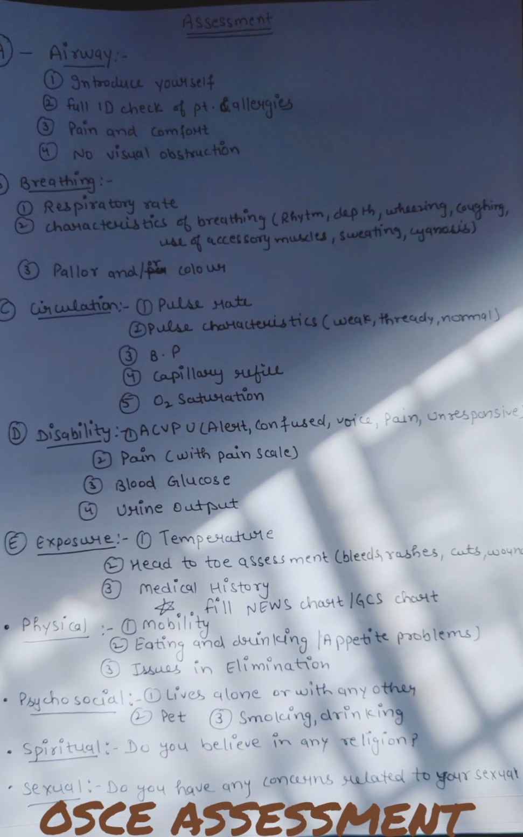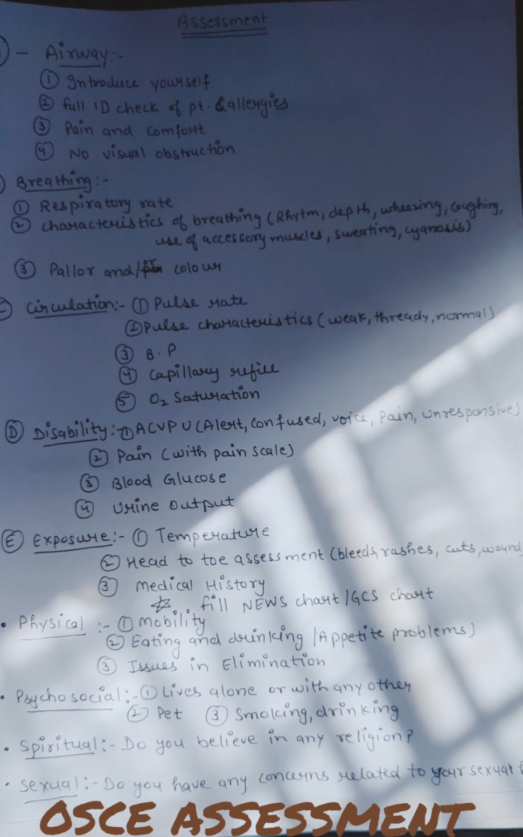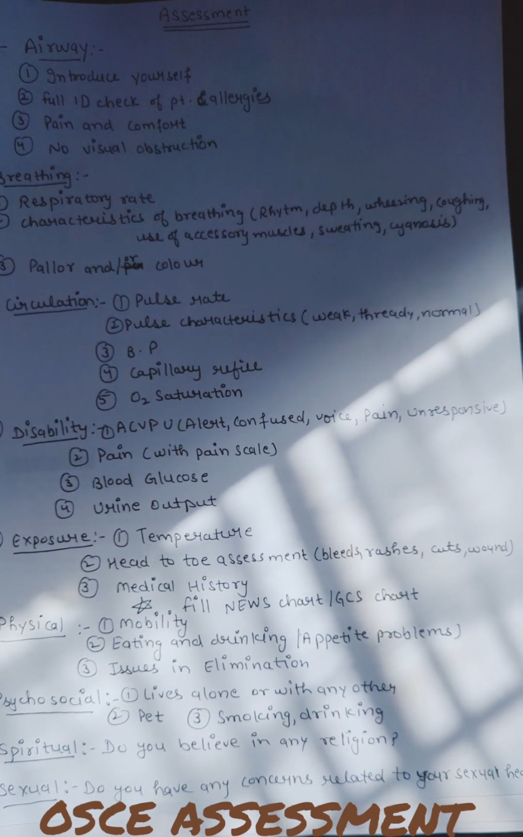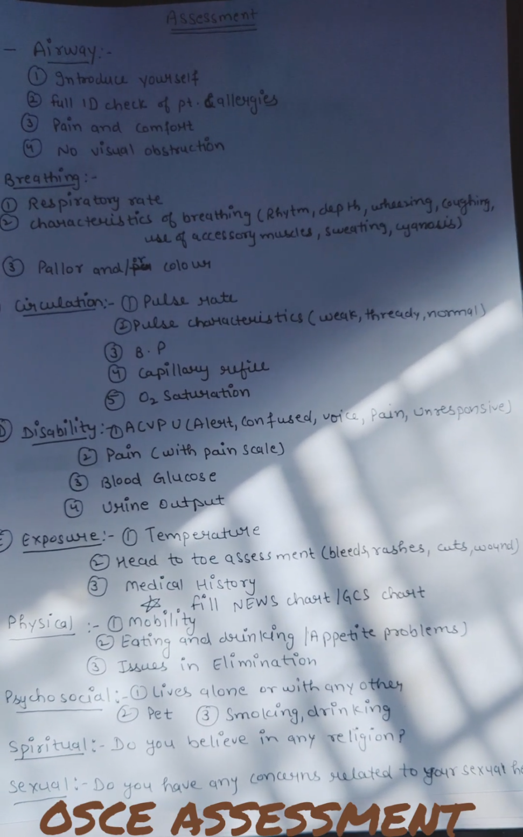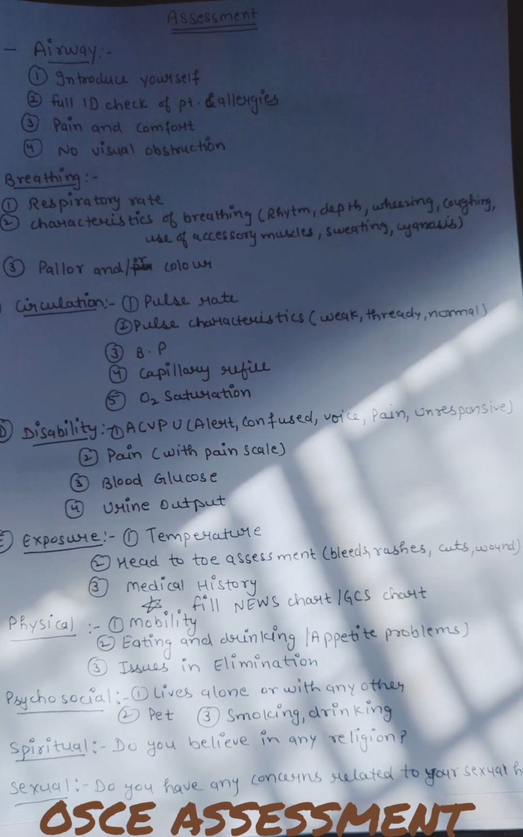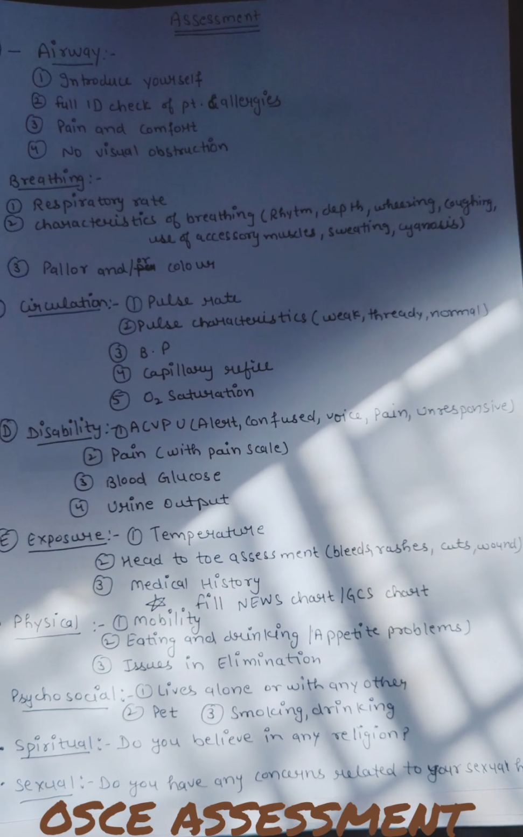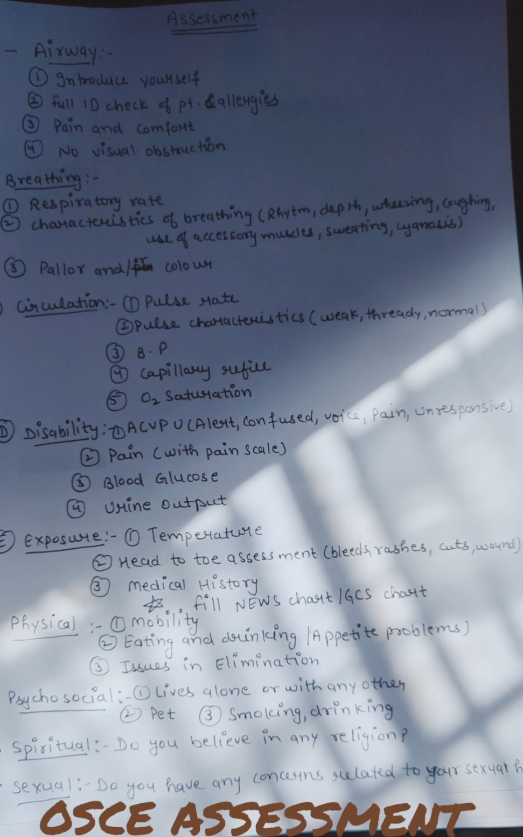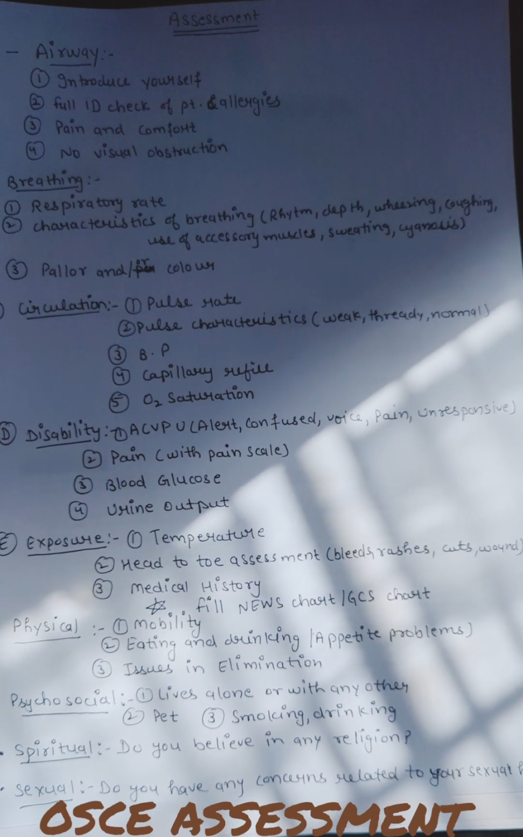We are not going to expose the patient in the OSCE exam, but we only have to ask the patient about any bleeds, rashes, cuts or wounds. But we need to provide privacy, or verbalize to the examiner that before doing the head to toe assessment, I will provide privacy and close the curtains for the patient by asking, can I close the curtains for you?